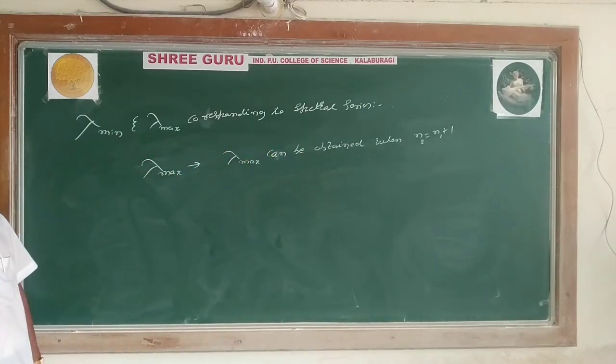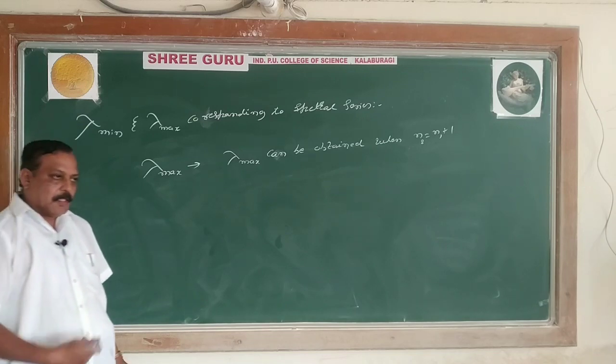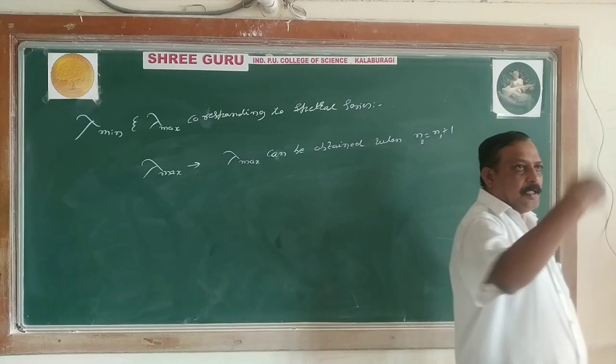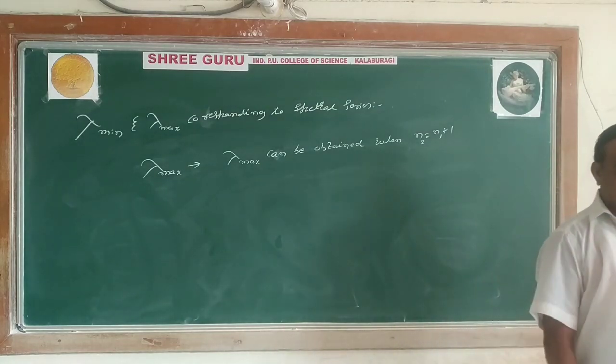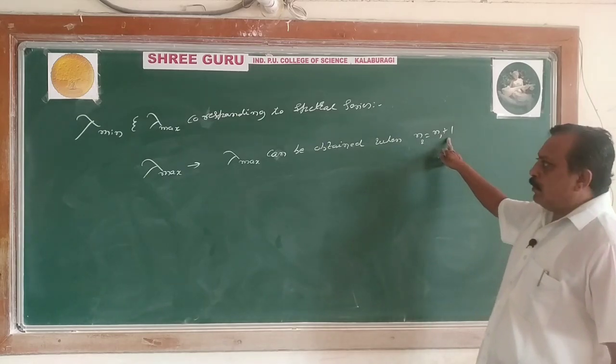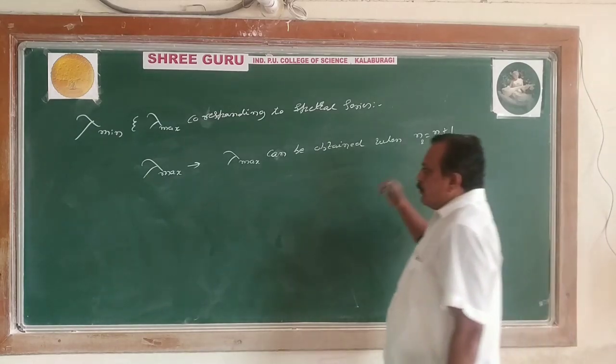It is in reciprocal. When the value in reciprocal increases, the equivalent value decreases. So N2 equals N1 plus 1, and we get the maximum wavelength.